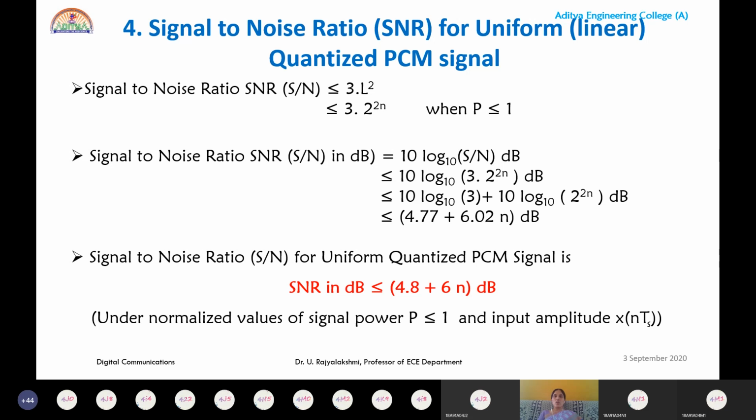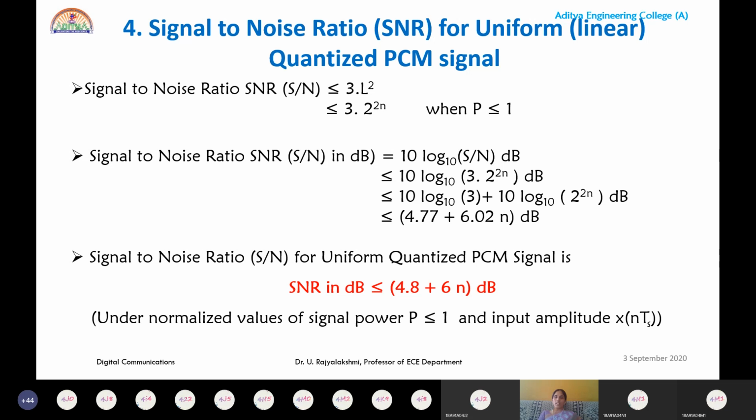Okay, so it is in the form of log x into y. You can split this as log x plus log y. So 10 log 3 plus 10 log 2 power 2n. So log 3 value is generally 0.477, so multiplied by 10 you will get it as 4.77.